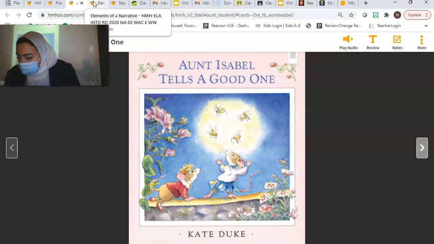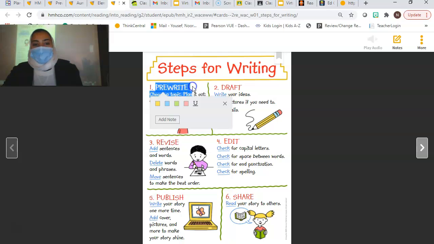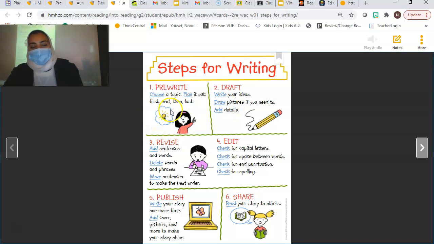Okay, let's look at the steps for writing. Whenever we write, the very first step is what? What does that say? Pre-write. Very good. So you're going to choose a topic, plan it out first, next, then last. So today we're going to pre-write. You're going to choose what you want to write about, and then you're going to plan it out. You're not going to write the whole story. You're just going to plan out what you want to happen in your story.